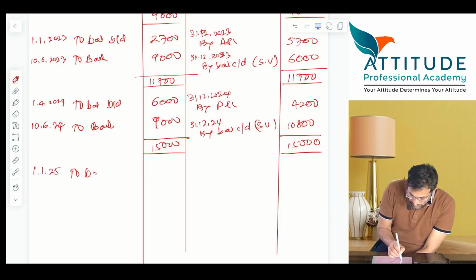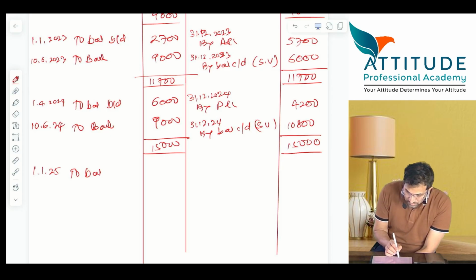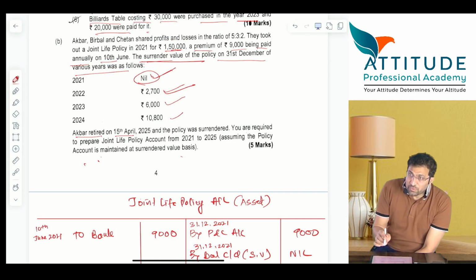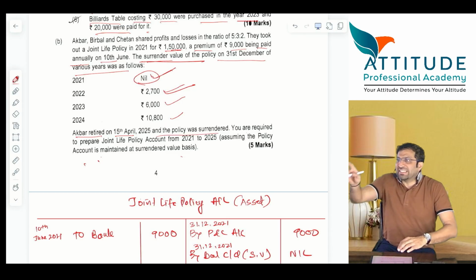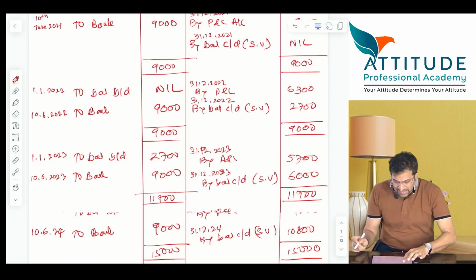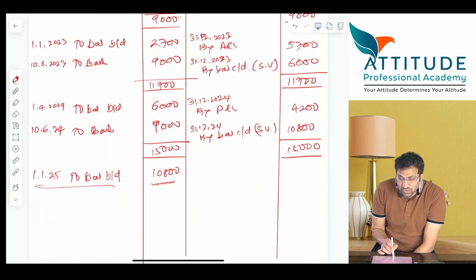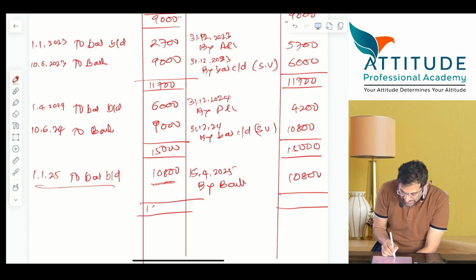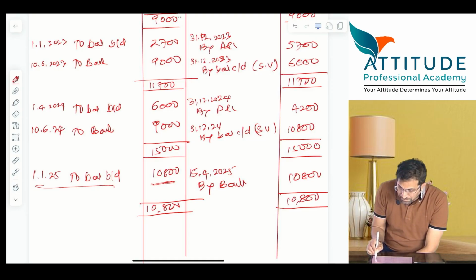Now next year, 1/1/2025, to balance 10,800. Now wait, read the question. Akbar retired on 15th April, means April comes before June, means before paying the premium, and the policy was surrendered. If the policy is surrendered, they will get the surrender value, and the surrender value in 2025 is how much? 10,800. This will come by bank on 15th April 2025 on retirement, by bank. The money has come, 10,800. This account gets closed. Simple. That's it, the answer is finished.